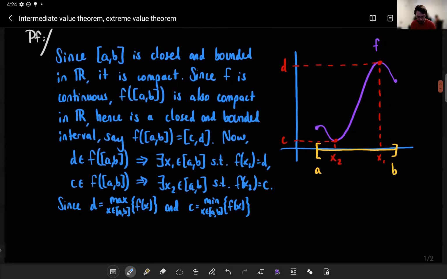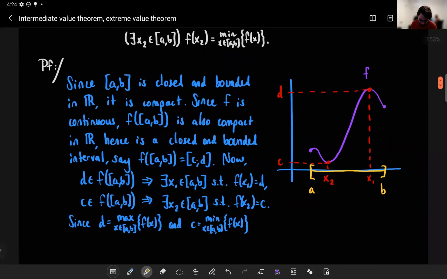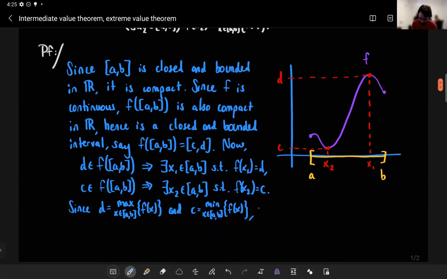So why is that true? Well, [C, D] is the image here. So of course, the largest value in that interval has to be the maximum attained function value. And similarly, C being in this interval means C is in the image, but C is smaller than all other images. So it's the minimum function value. And I'll just say this proves the result.